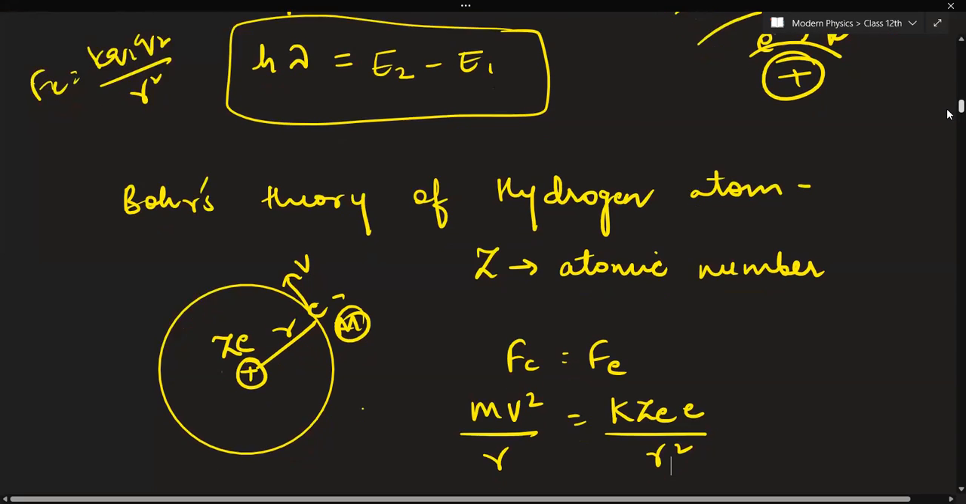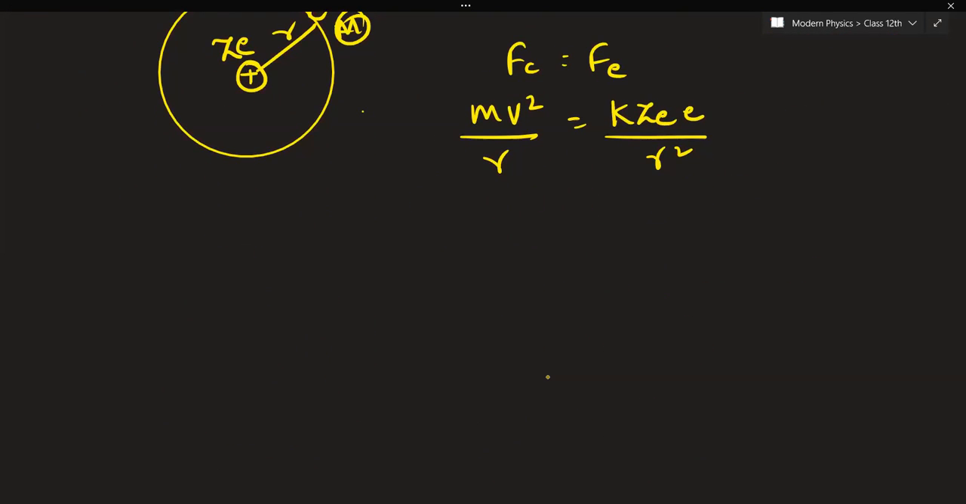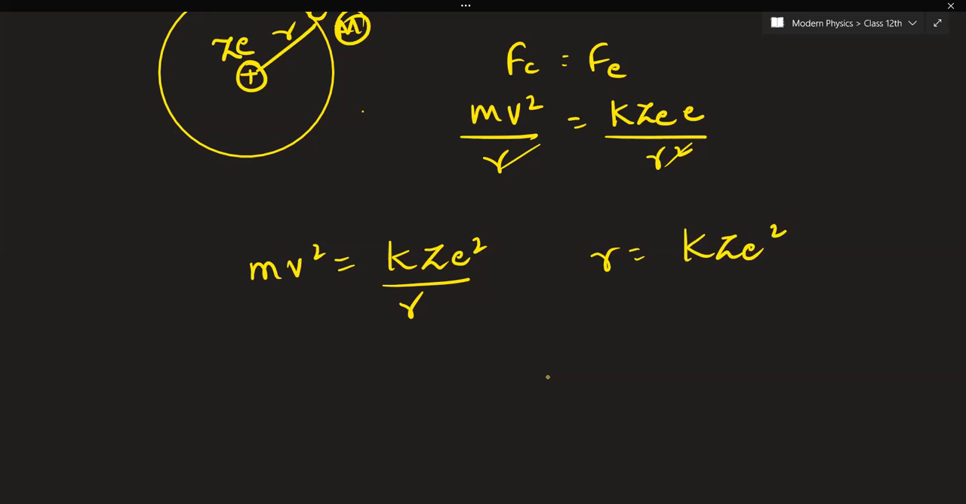Now from here you can see R gets cancelled. So mv square is equal to kZe square by R. So from here R can be written as kZe square by mv square. Fine, this is what R can be written as.